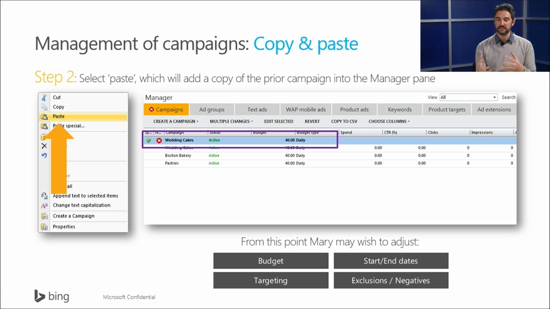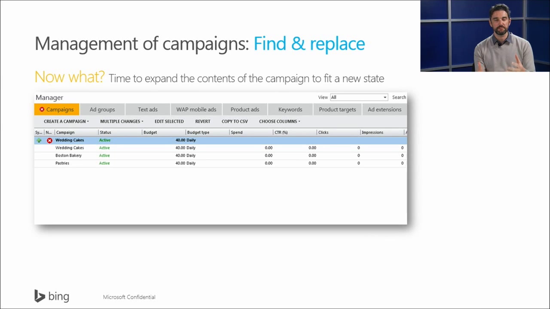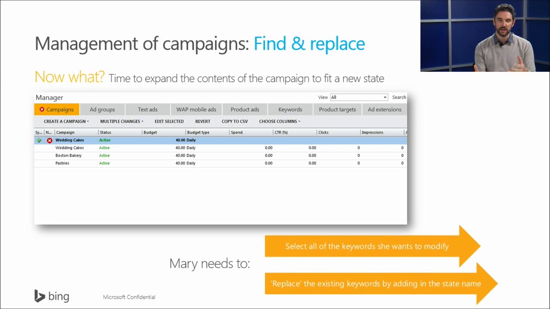They will take on the same characteristics of whatever I copied. And I just simply have to change up the makeup, the actual makeup of what is in that campaign. So instead of it just being Wedding Cakes, I'm going to want to go ahead and find and replace everything to be reflective of whatever other state or city or geographic region it is that I'm expanding out to.